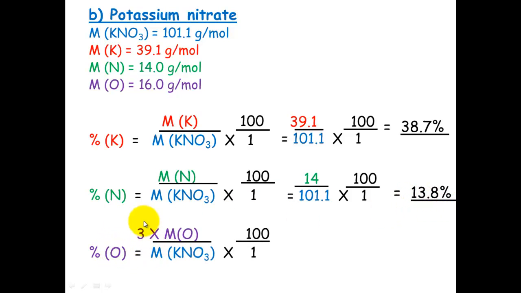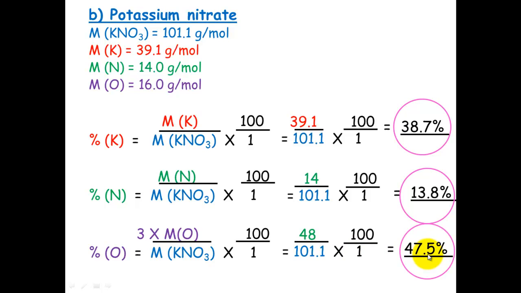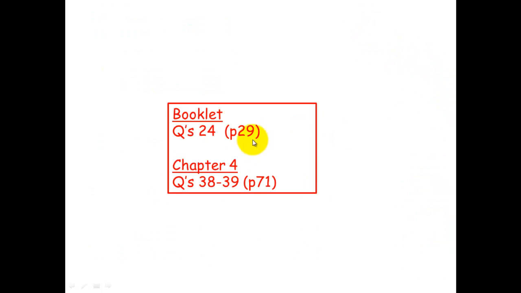And oxygen, remember there's 3 oxygen in potassium nitrate, so we need to multiply the molar mass of oxygen by 3 and divide that by 101.1, so we get 48 divided by 101.1 times 100 over 1, and it equals 47.5. Again, just check that these guys all add up to 100%, and you know you've got your correct answer. So you can now have a go at Chapter 4 questions.